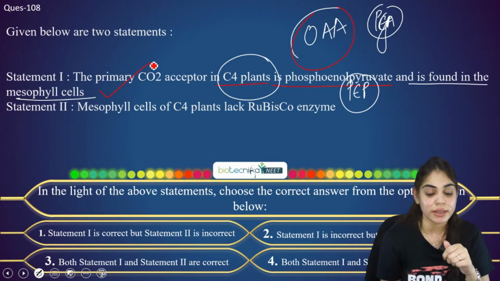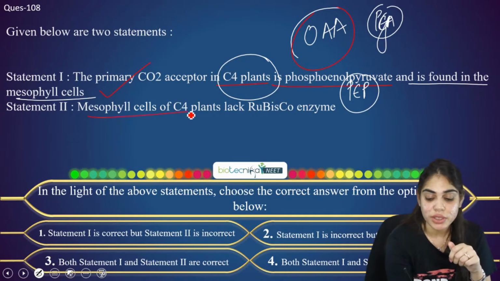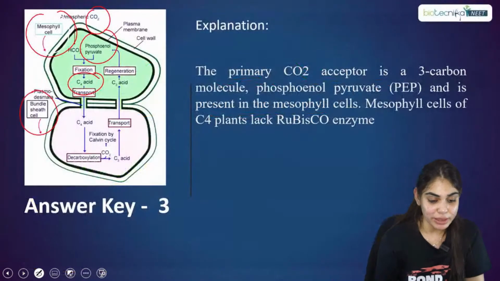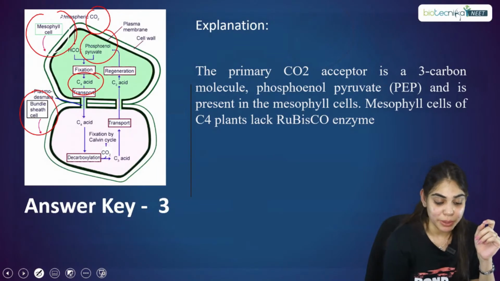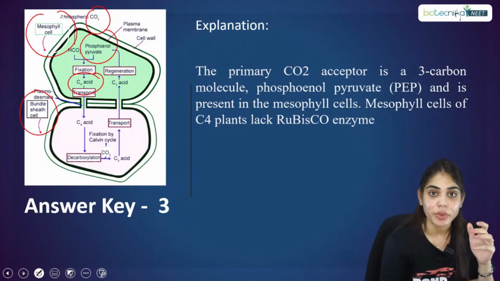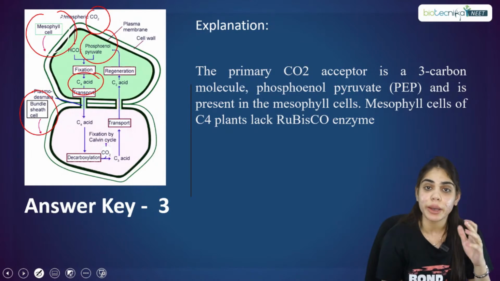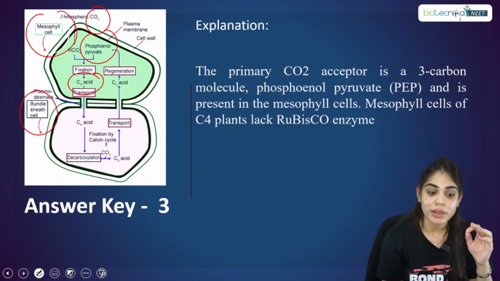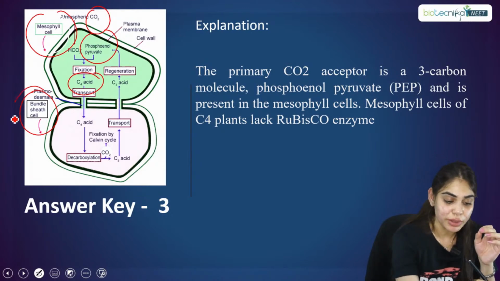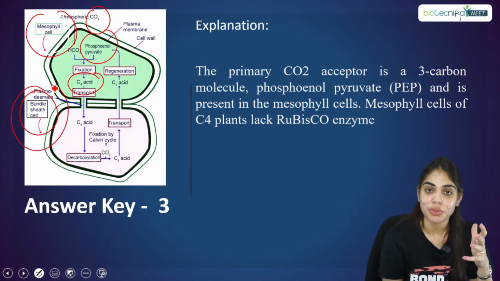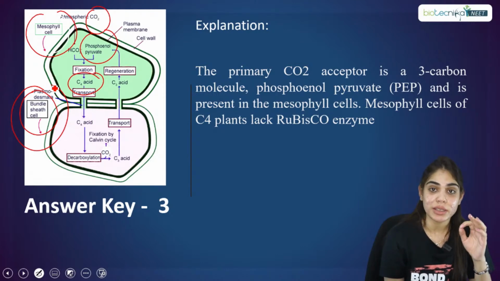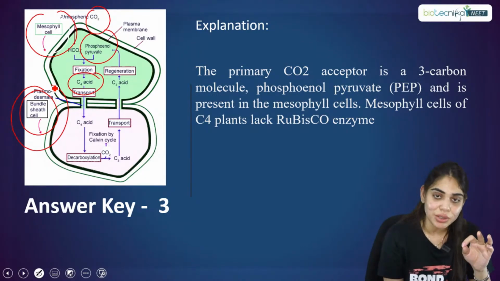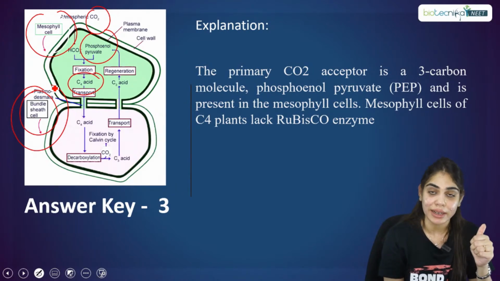Now let's read the other statement. Mesophyll cells of C4 plant lack Rubisco enzyme. Yes, it lacks Rubisco enzyme, because Rubisco is needed for the C3 cycle. But a C4 plant always runs the C3 as well as the C4 cycle. So the C3 cycle will always run in the bundle sheath cells of the C4 plant. So only here will the enzyme responsible for the C3 cycle, that is Rubisco, be present.